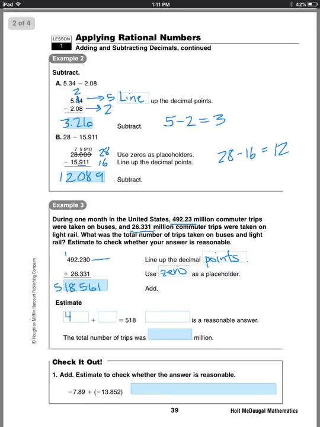492.2 stays at 492, and 26.331 stays at 26. When we add those together, we get 518. So 518.561 is a reasonable answer, and the total number of trips was 518.561 million trips. Check it out. Notice the signs on both of those numbers to make sure you have a correct answer.